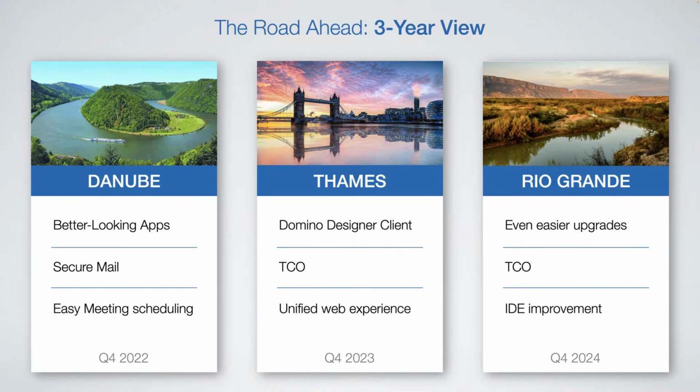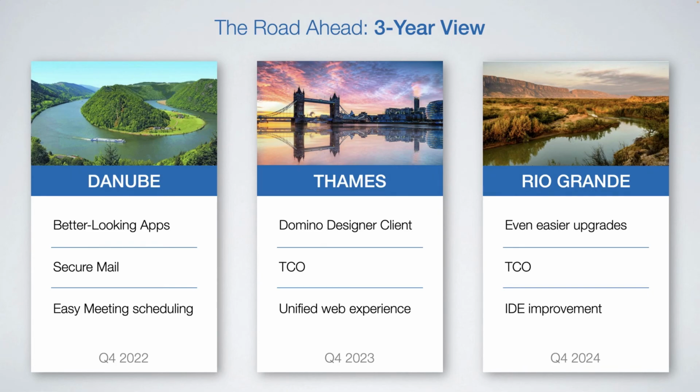We have plans. We at HCL introduced plans that go beyond 12.01. We named the next versions with code names of rivers: Danube, Thames, and Rio Grande. Danube is actually 12.02. It should be released this quarter, the last quarter of this year. And then in subsequent years, we plan to release new versions of Notes and Domino.